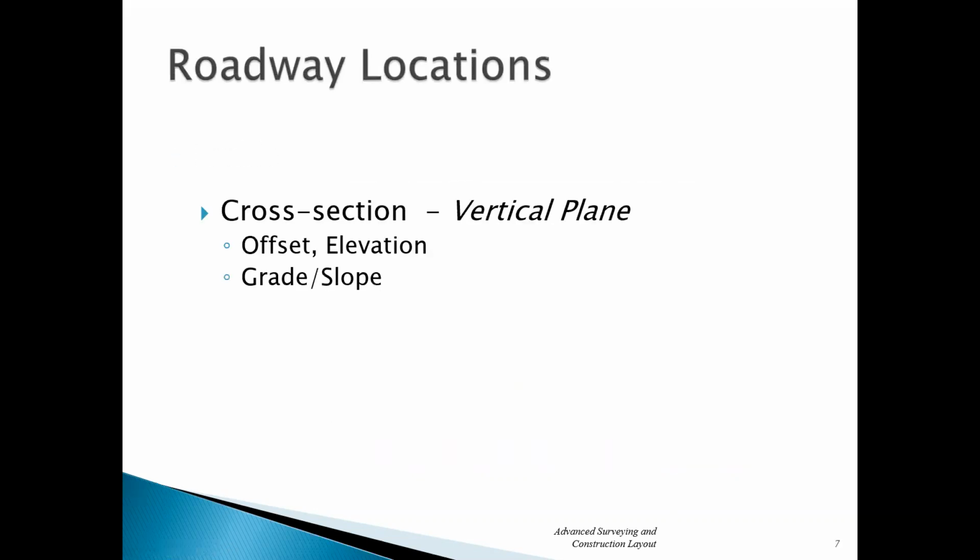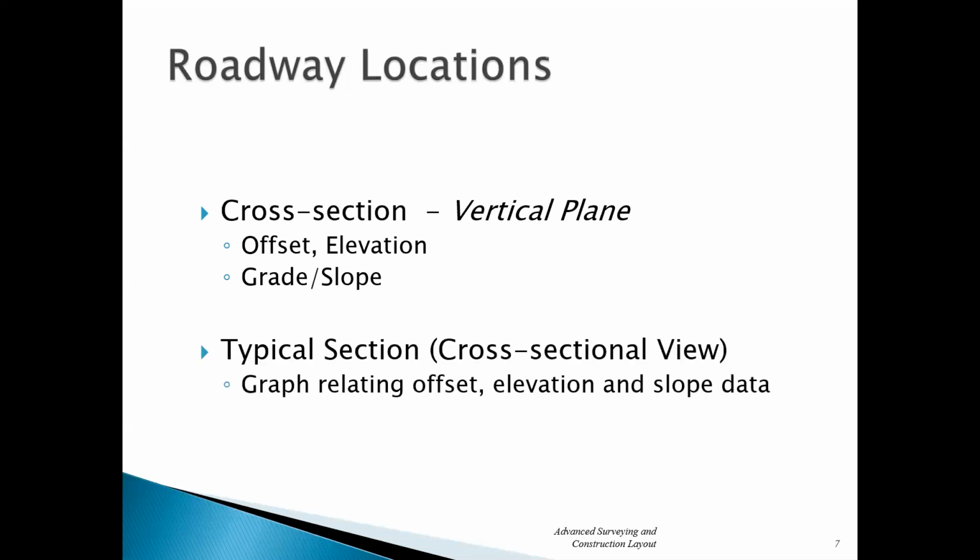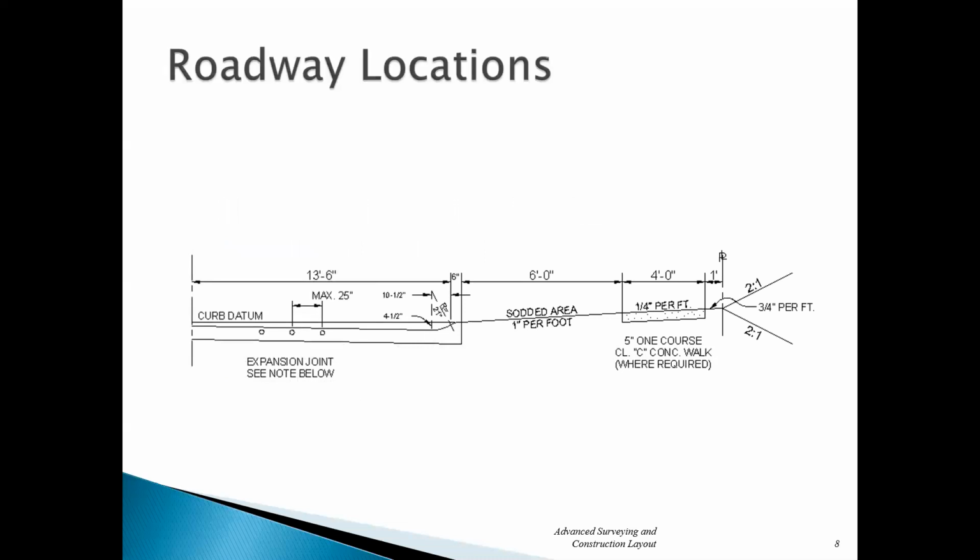So the other type thing that you have to deal with is a cross section. And I am going to talk about cross sections next week a lot more. So this is another vertical plane, but this is dealing with a station and an offset and an elevation. And these are governed by a document called a typical section. And it's a cross-sectional view, just basically a graph relating what happens from the left of the center line and the right of the center line. And it gives you elevation and it gives you slope data. And if we look at it, this is a typical example of a typical section that would be in, say, a subdivision road.